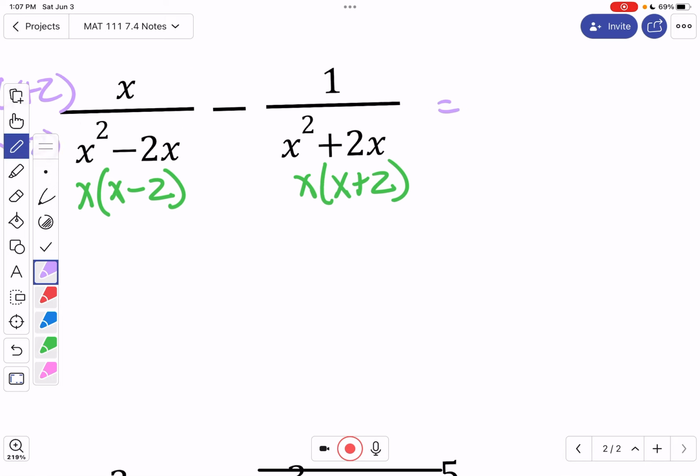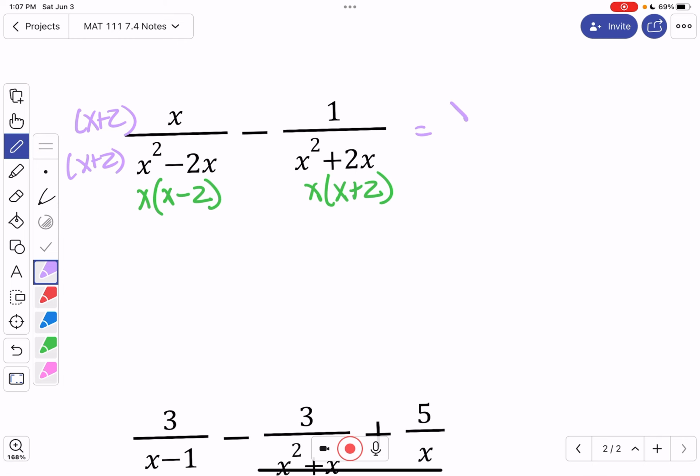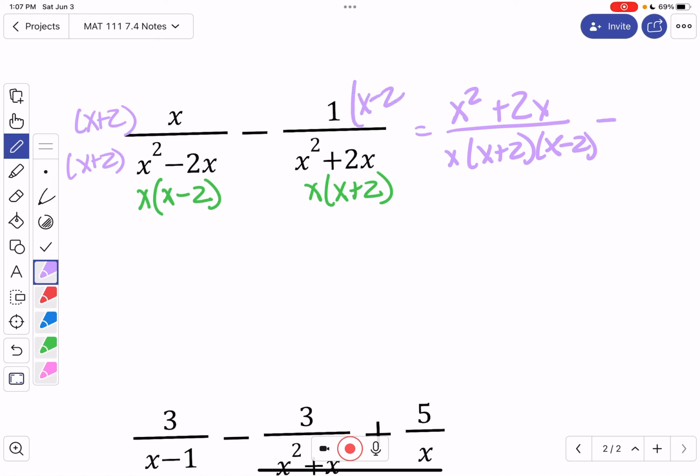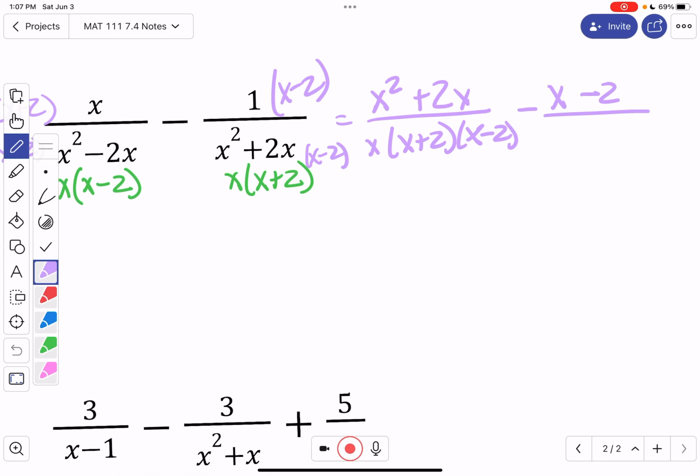So x times x is x squared. x times 2 is 2x. The bottom becomes x times x plus 2, x minus 2. Then this one, we multiply by x minus 2. So 1 times x is x. And 1 times negative 2 is negative 2. The bottom is the same.